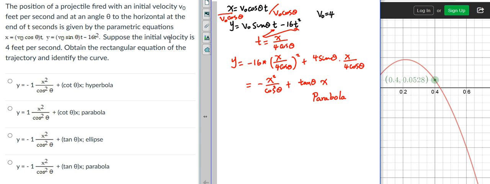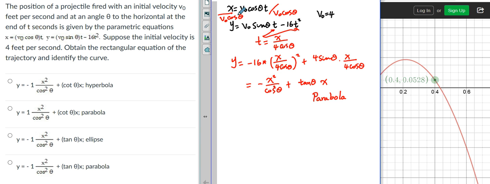Suppose the initial velocity is 4. That means v sub 0 here can be replaced by 4 feet per second. We want to obtain the rectangular equation of the trajectory and identify the curve. To eliminate parameter t, we shall get a relationship between x and y. That will be the rectangular equation.